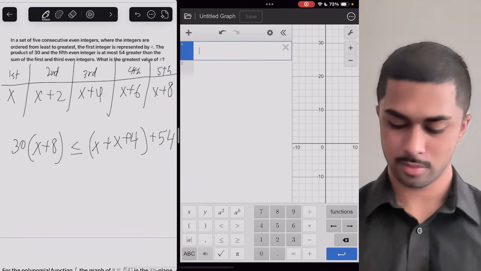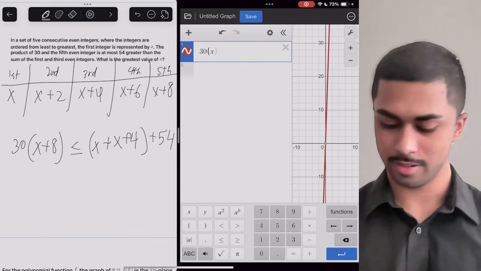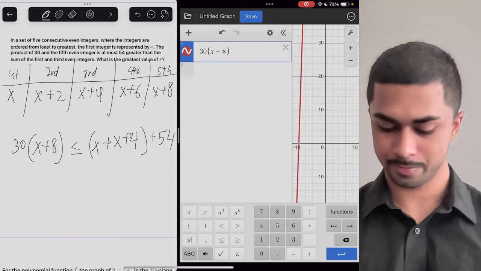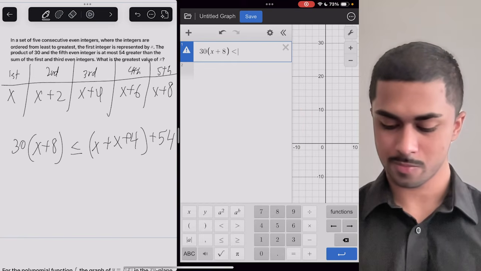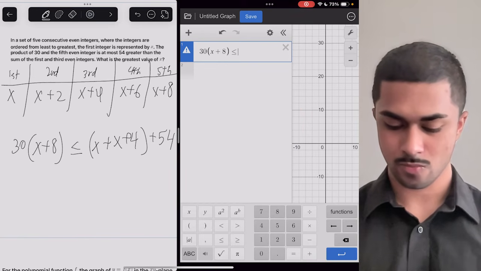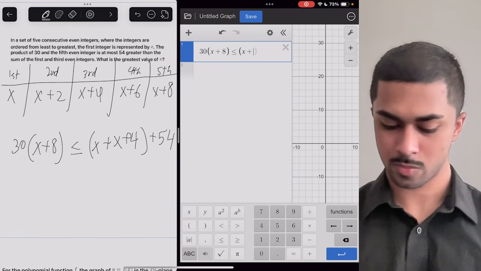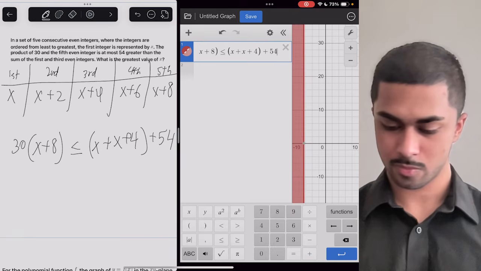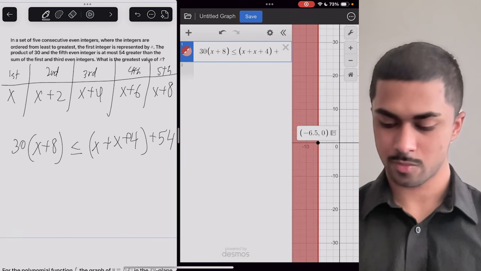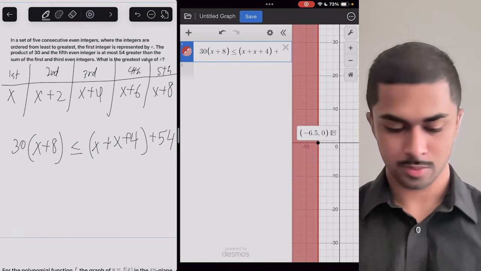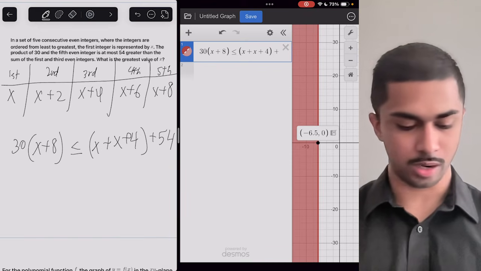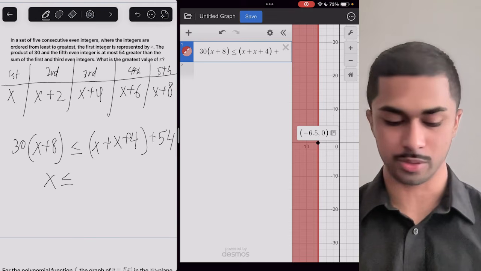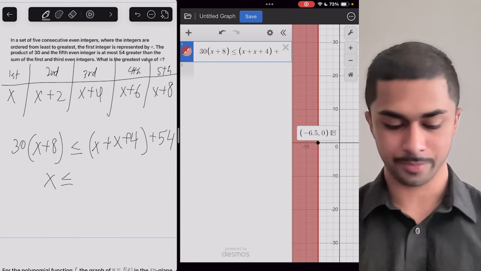Now what? Desmos time. Okay. So we just got, again, write out the inequality. Even though you put it into Desmos, just write it out one more time.